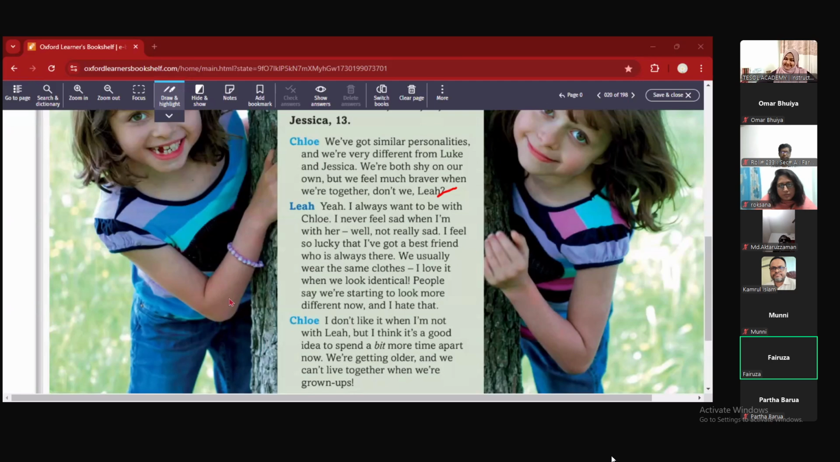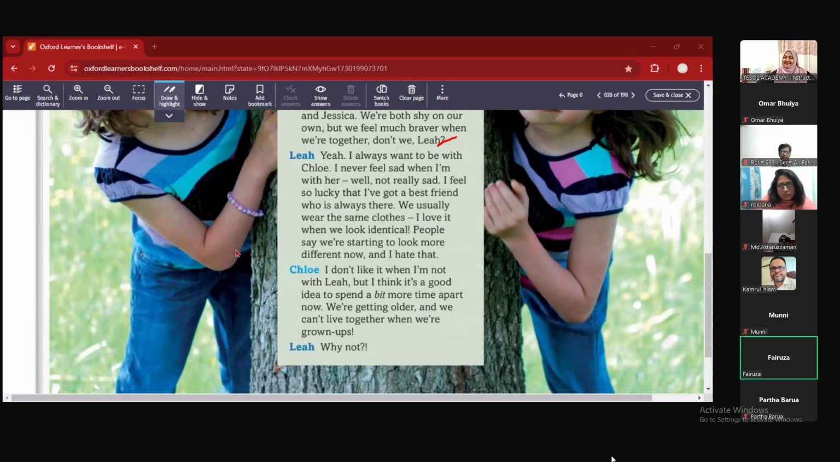Leah: Yeah, I always want to be with Chloe. I never feel sad when I am with her. Well, not really sad. I feel so lucky that I have got a best friend who is always there. We usually wear the same clothes. I love it when we look identical. People say we are starting to look more different now, and I hate that.